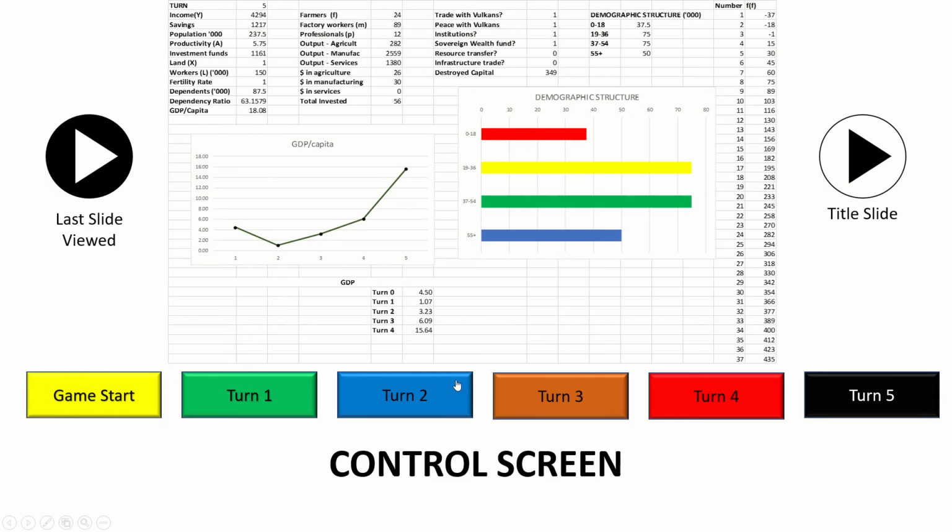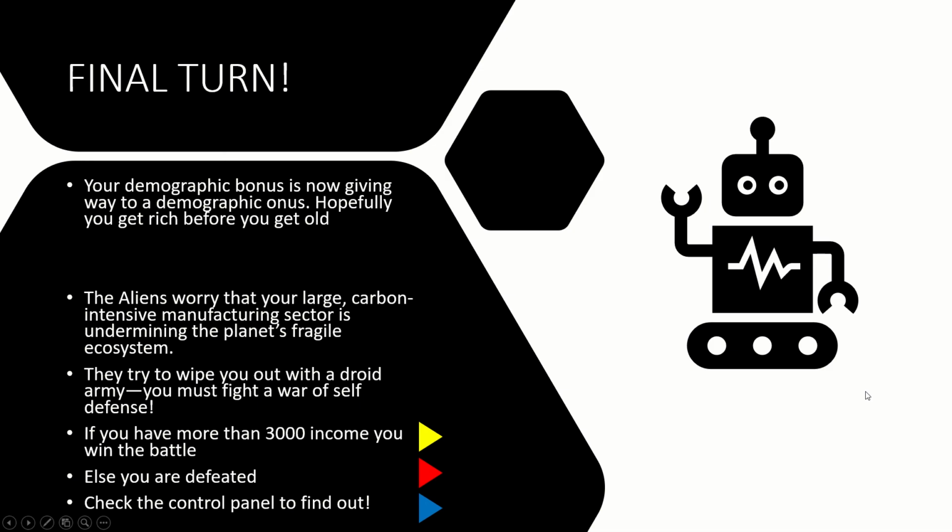Right, so we close that down. We go to turn 5. Just a little bullet point telling you to tell the story that I just told, and then we have the exogenous shock. The aliens worry that your large carbon-intensive manufacturing sector is undermining the planet's fragile ecosystem. They try to wipe you out with a droid army. Beep, beep. You must fight a war of self-defense.